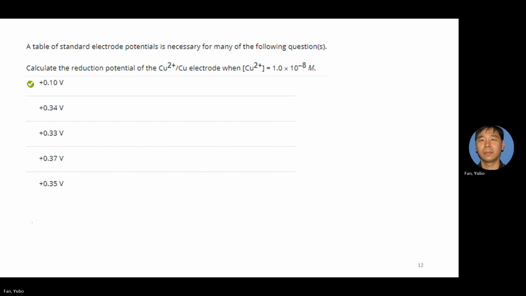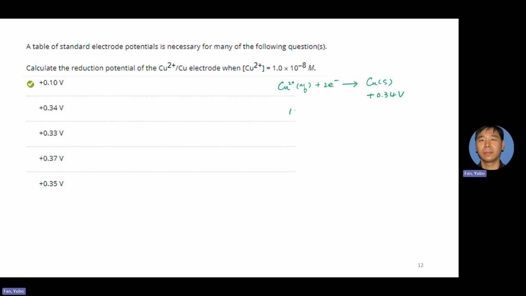All right. Next question. Calculate the reduction potential of the copper-2 copper electrode when the copper-2 concentration is this one. So this is about concentration. We need to use the Nernst equation to calculate. But this is a concentration cell. So when we do the calculation, first of all, we know copper-2 is aqueous, and plus 2 electrons forms solid copper. And the standard potential is 0.34 volts.